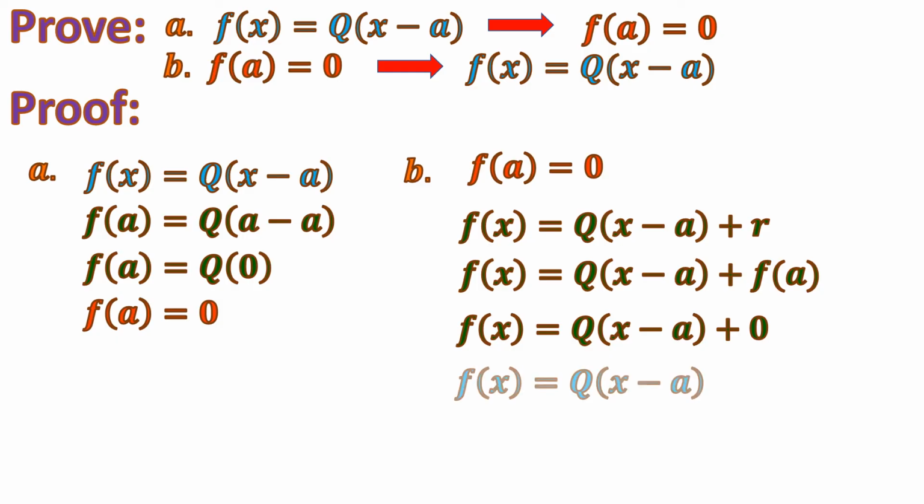Then let us continue. We can just remove the 0 because it's plus 0. Any number plus 0 is just itself. So that means f of x is equal to q times x minus a, or x minus a is a factor of the polynomial. And that is the proof of the factor theorem.